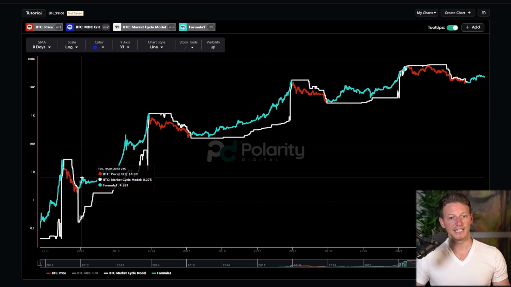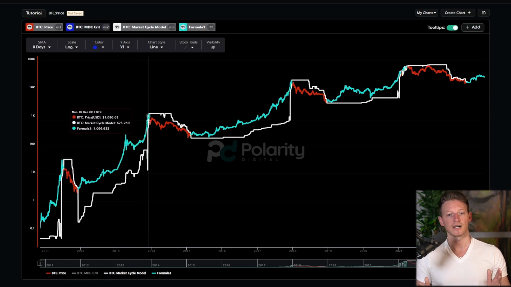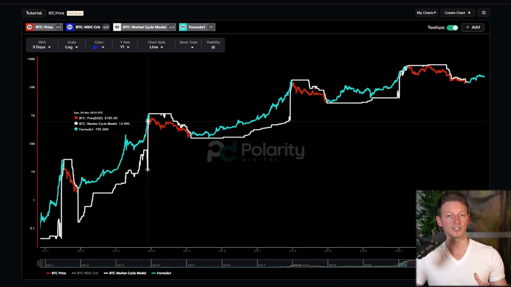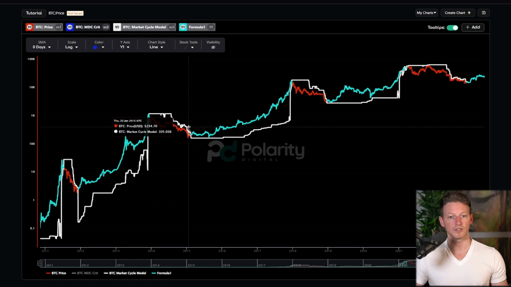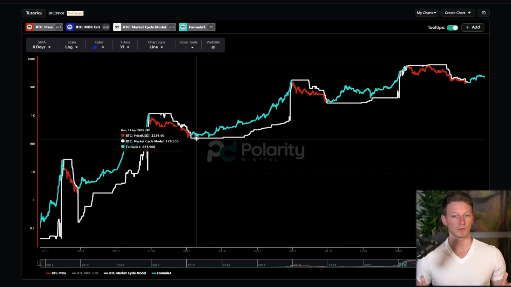But you'll notice that when we're in these uptrends, like here, we basically capture the entire uptrend. And then we get out of the market right at the top. Right as the top occurs, the market cycle model flips over the price, and that suggests a downtrend. We stay above the price with the market cycle model all the way down here until around March of 2015. And then it says, hey, it looks like we're in an uptrend.